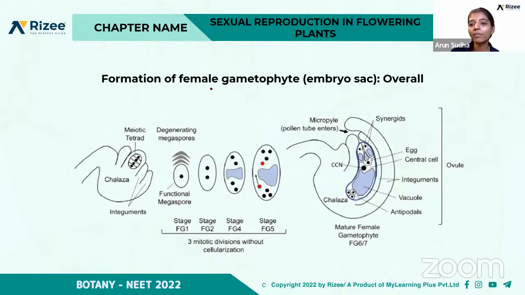This is the formation of the female gametophyte overall. In the meiotic tetrad, the integuments are present, and 4 megaspores form, out of which 3 megaspores degenerate and only 1 megaspore is functional. Then it undergoes 3 mitotic divisions without wall formation. Through the micropylar end, the pollen tube enters and fuses with the egg, so fertilization occurs. This is the structure of the mature female gametophyte, or embryo sac. You're clear with the structure of the gynoecium: we saw the ovule structure and then the embryo sac.